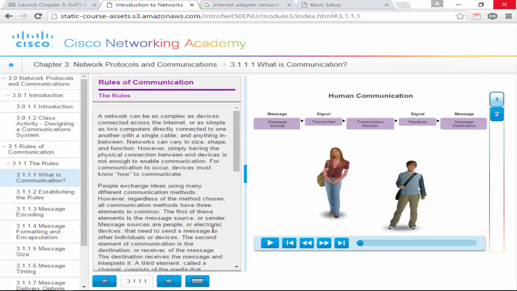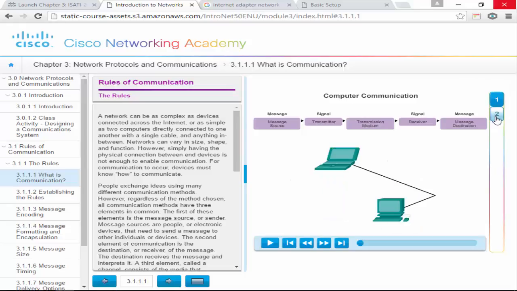What is communication? Well, it's someone talking to someone and coming back. And so, what do we have in human communication? Here we go. We have a message source, then we have a signal, the transmitter, transmission medium, a receiver, and then the destination message. Well, that's the same as what we have in computers, right? Same thing is happening.